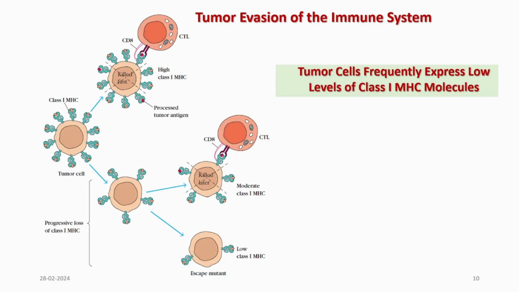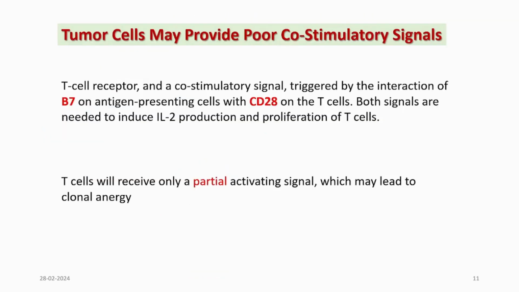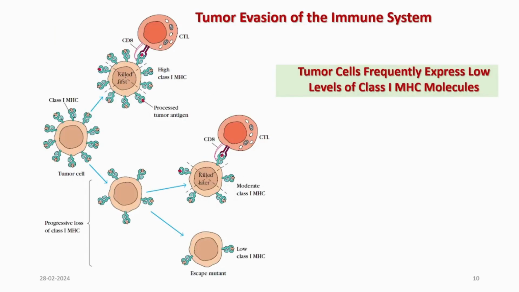Cancer cells employ various strategies to escape the immune response. Generally, the tumor cells frequently express low levels of class 1 MHC molecule. We have seen the role of this MHC class 1 molecule, which is very important in presenting the tumor antigen by the cytosolic processing of the antigen and presentation.